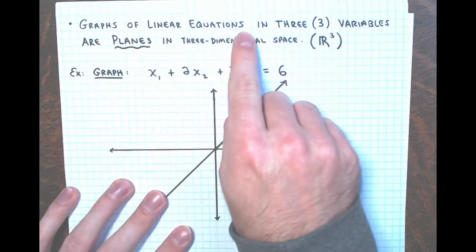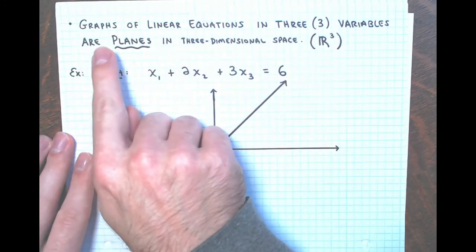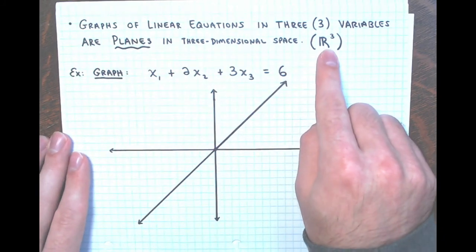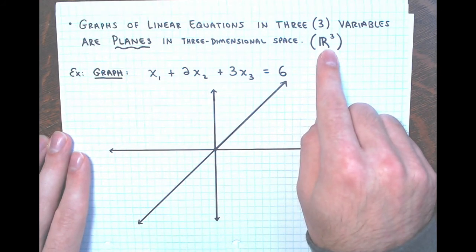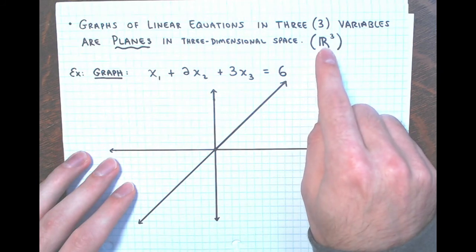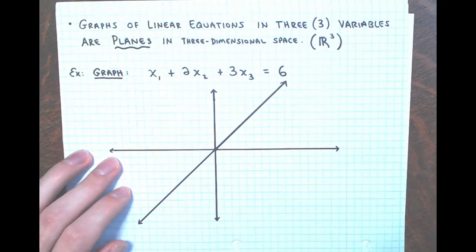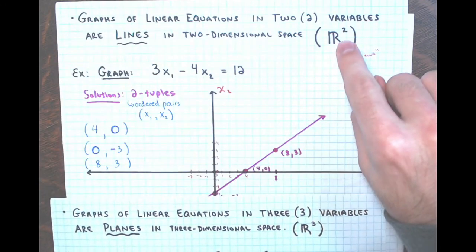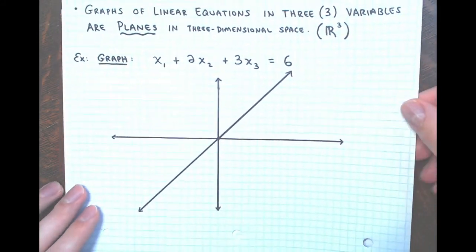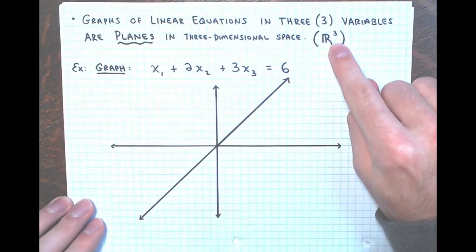So graphs of linear equations in three variables are planes in three-dimensional space. And again, three-dimensional space will usually be represented in a linear algebra text as R3. This just tells me I have three real number lines that all intersect at 90-degree angles, just like R2 was two real number lines intersecting at a 90-degree angle. This is representing three real number lines intersecting at 90 degrees.